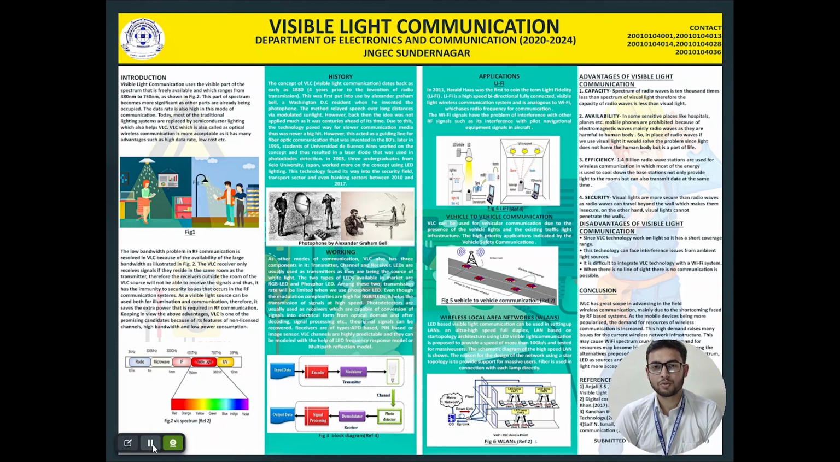Hello everyone. So today our seminar topic is visible light communication. Visible light communication uses visible light as a medium to communicate, or we can say that it uses the visible part of the spectrum, which is freely available and ranges from 380 nanometers to 750 nanometers, as given in figure 2. This part of the spectrum becomes more significant as other parts are already being occupied. Also, in this mode of communication, the data rate and bandwidth are very high.